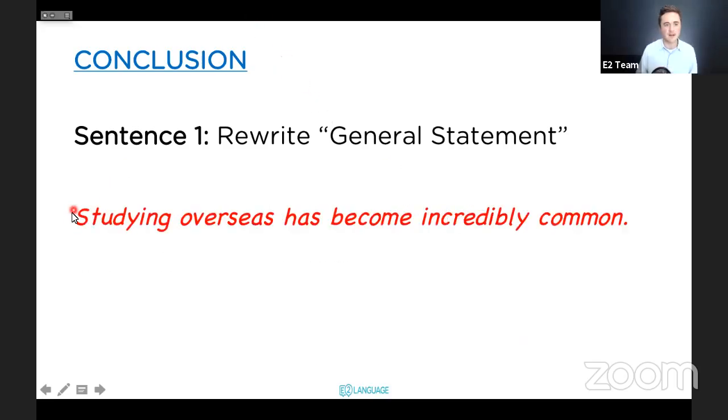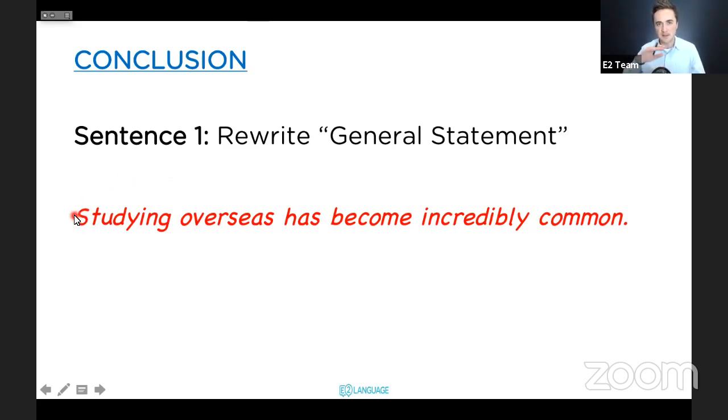What did I write? I wrote a really dead simple sentence. I just wrote, studying overseas has become incredibly common. That's all I wrote. Simple, clean, tidy, grammatical sentence. I've used a nice verb here, has become, and I've used this collocation, adverb, adjective, incredibly common. It's like saying increasingly common. It's a little bit different in meaning, but this is a simple, straight sentence.